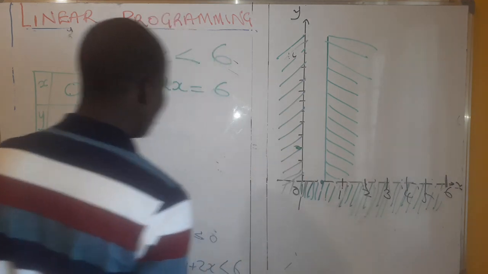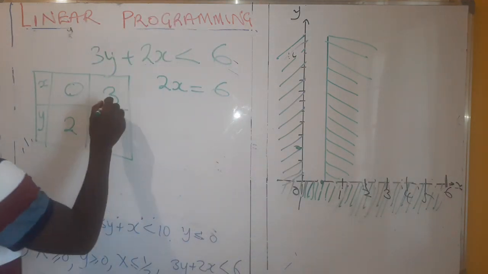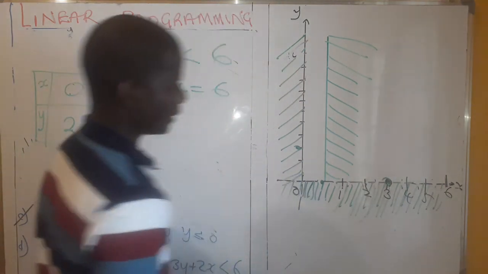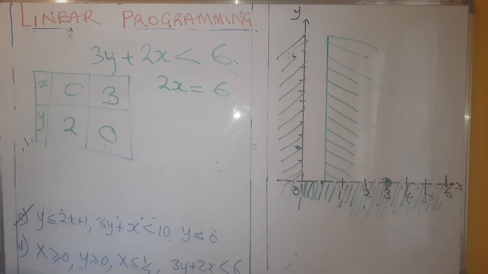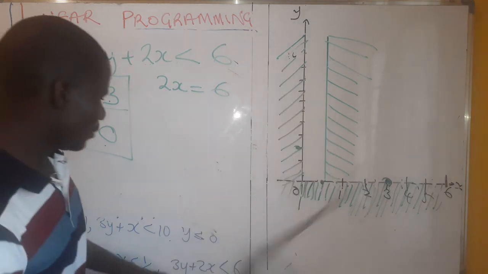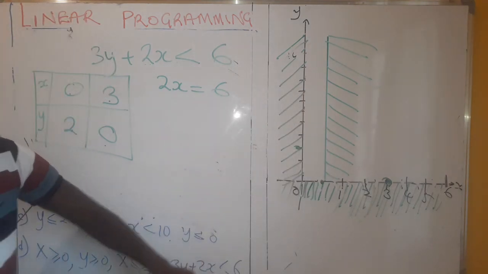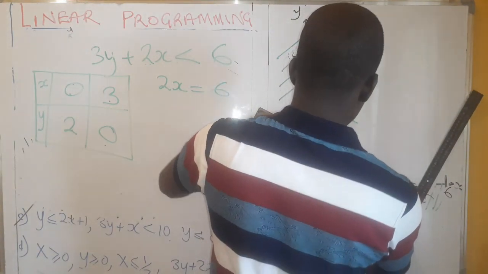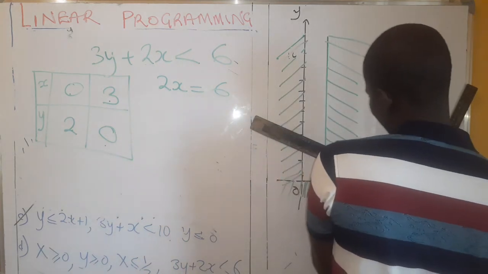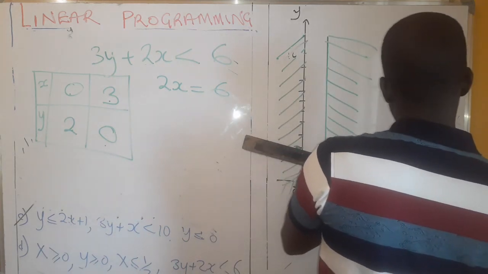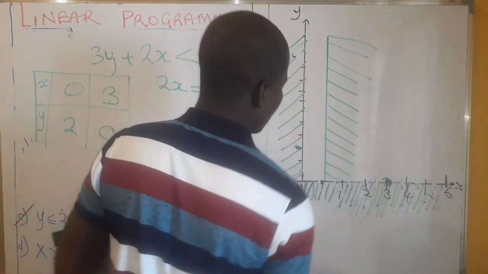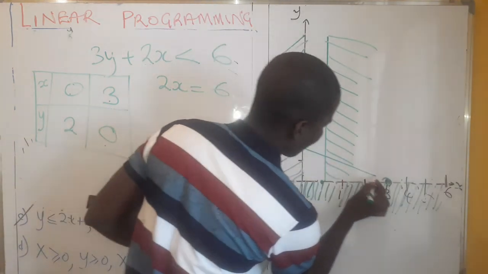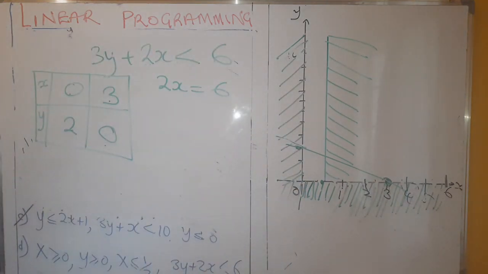And then the other side we have what? 3, 0. 3, 0 is this point here. Okay. Now take note, we need a dotted line. So that's less than. We need a dotted line here. Oh, let me hammer one. Just like that.